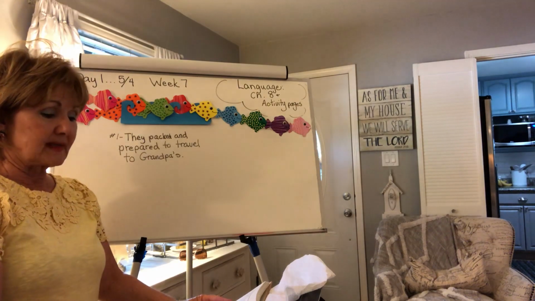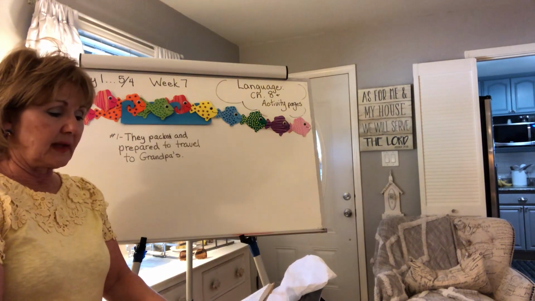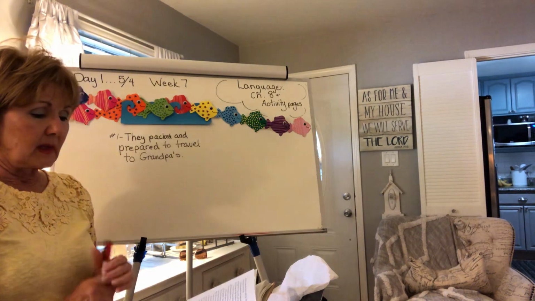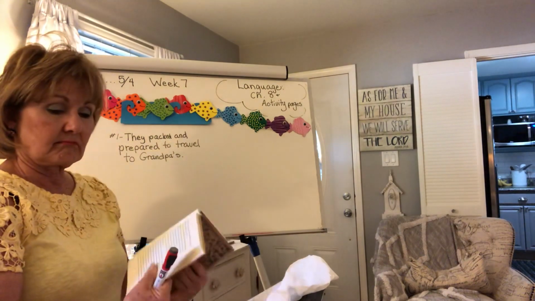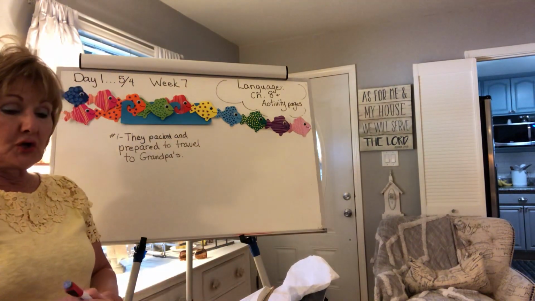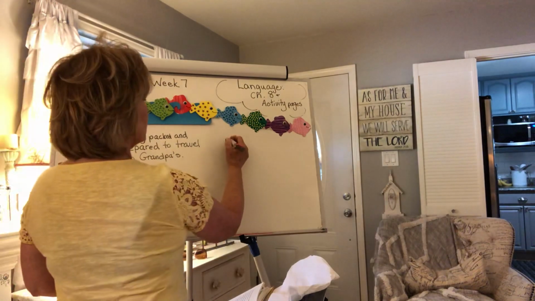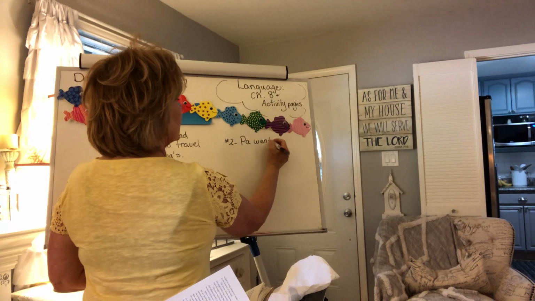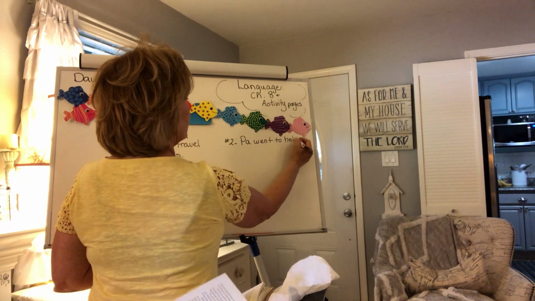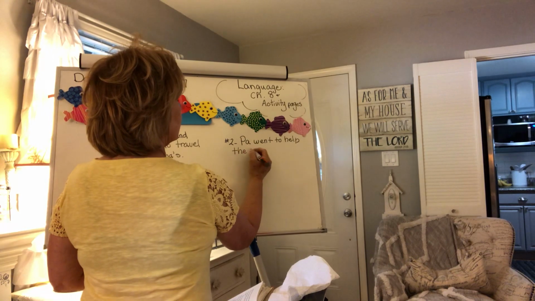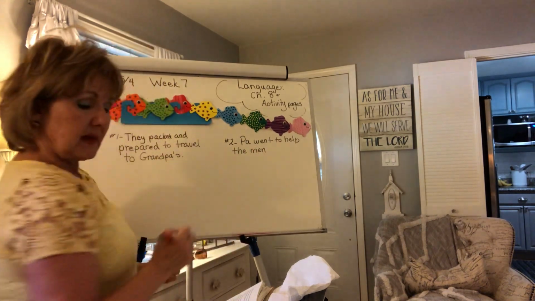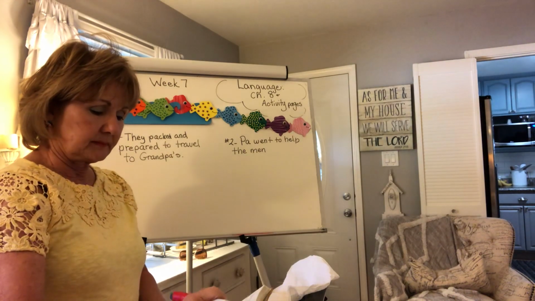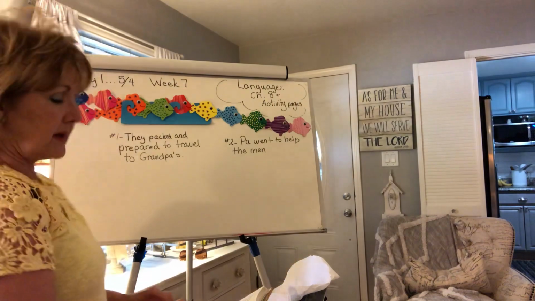Event number 2, well, it says it didn't seem long until they appeared in the clearing at Grandpa's house. So what happened then? They just hang out and watch TV? No, I would say maybe number 2 is Pa went to help the men. I think it would be gather the sap. Oh, we're already at work in the maple woods.